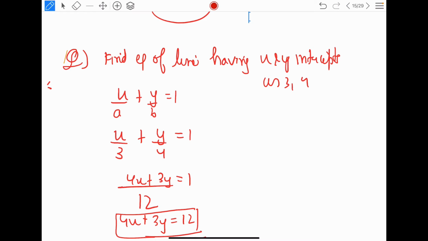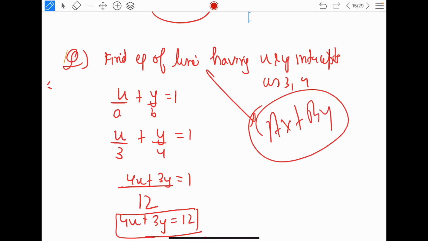In this form, what we can only think about is taking the LCM and then we will get ax plus by plus c is equal to 0. So your final answer always will be in that form only, the general equation. Your final answer will be ax plus by form only, which we have done. Alright, so this was a direct question on how intercept form questions are there.